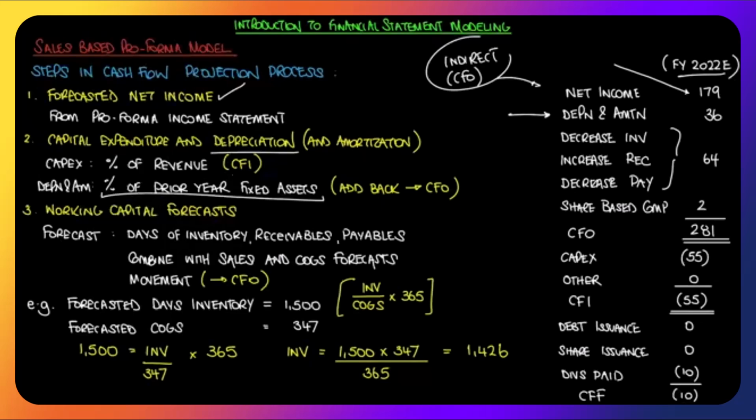We'll also need to get to CFI, CapEx, the cash being spent on new assets. Once again, classically, it is just a percentage of revenue. You can see here already how important it is to try and have some degree of accuracy with your prediction of revenue. And you can see down in CFI here, there's the CapEx. They forecasted 55. Again, that is a percentage of revenue.